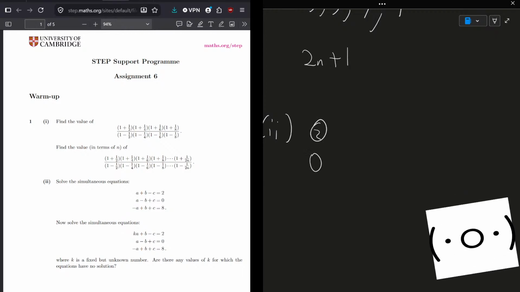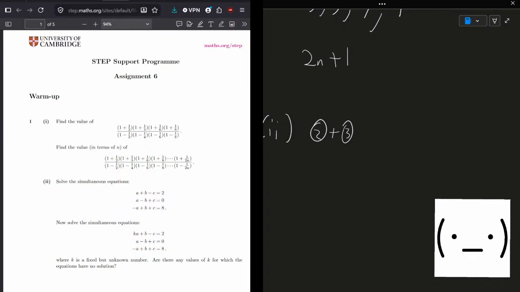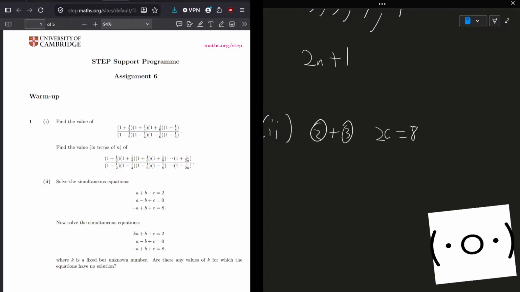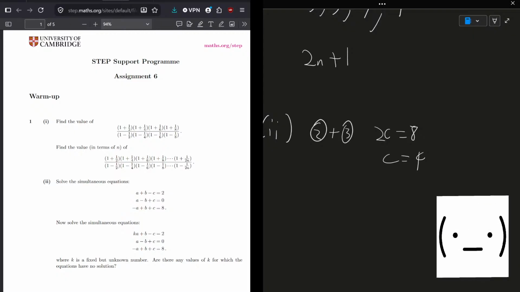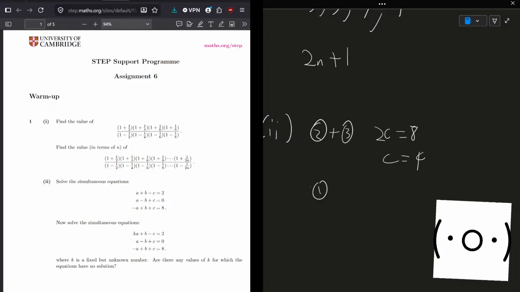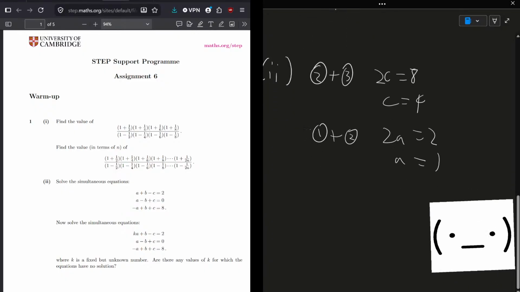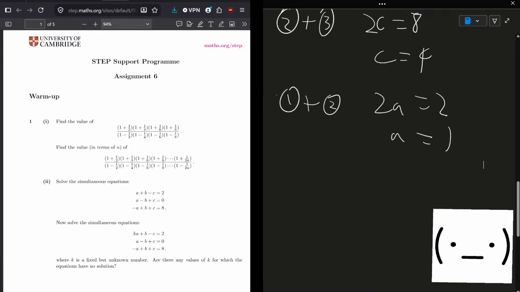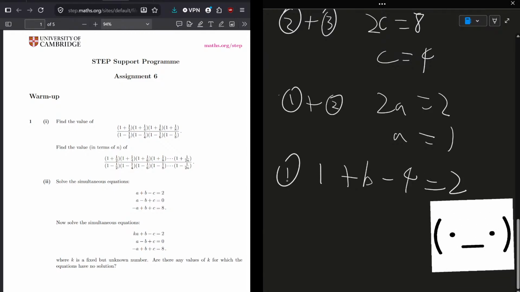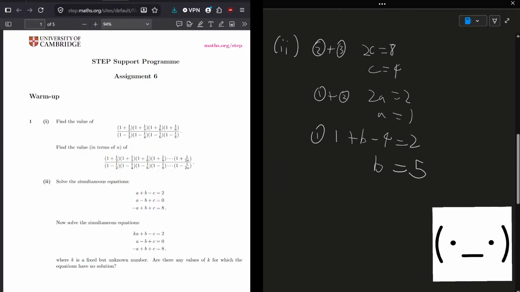Okay, well, adding 2 and 3 together transforms this into 2c equals 8, which means c is 4. If c is 4, then we can do the same thing for 1 and 2. 2a equals 2, so a is 1. Therefore, b is 1 plus b minus 4 is 2. And then this becomes 5. So that is the answer.